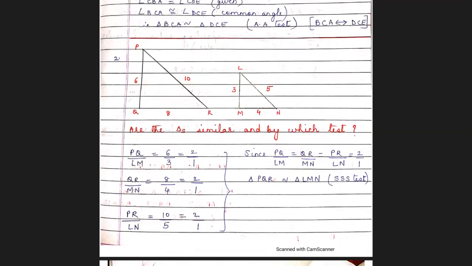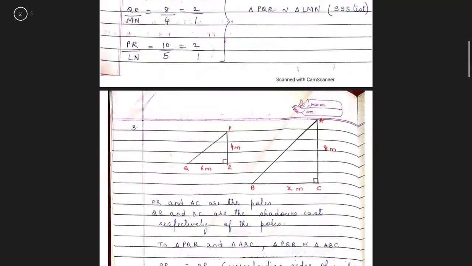So PQ upon LM, you will find 6 upon 3, you get 2 upon 1. QR upon MN, you will find 8 upon 4, 2 upon 1. PR upon LN is 10 upon 5, which is 2 upon 1. Now, since these ratios are coming equal, which is 2 upon 1, triangle PQR is similar to triangle LMN by SSS test. That's it. Okay, so this is how you have to do.